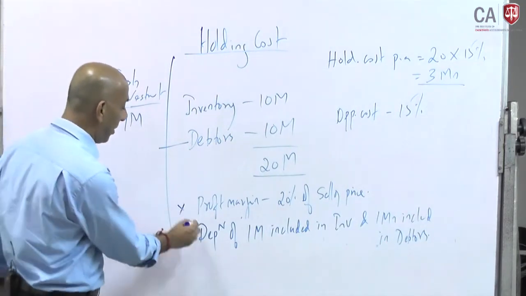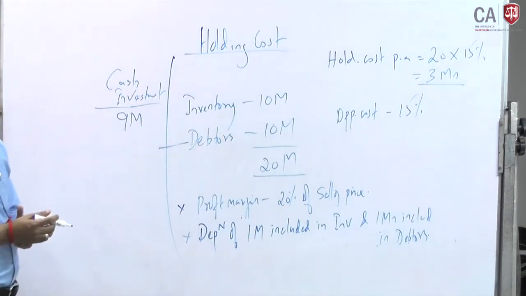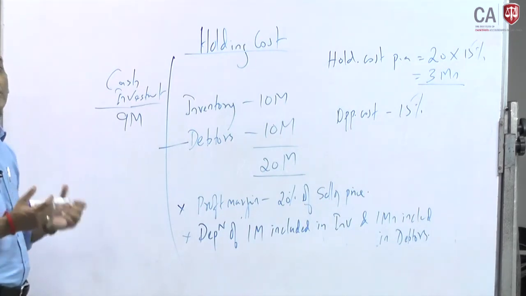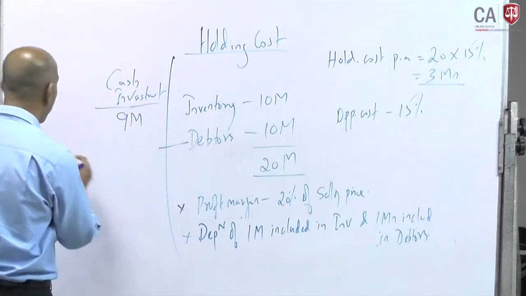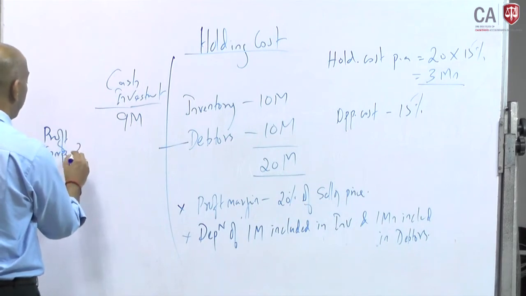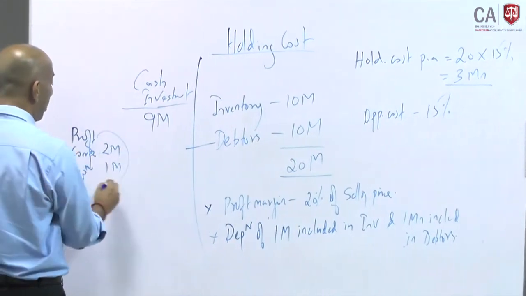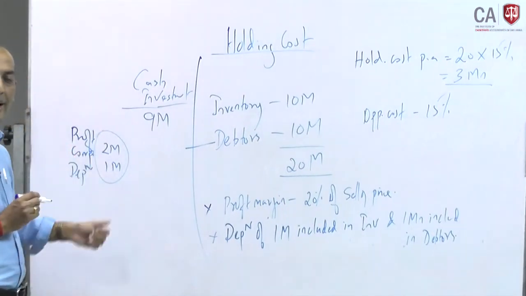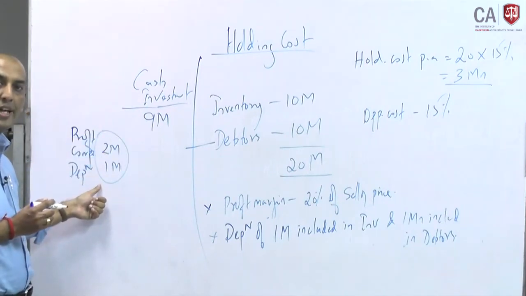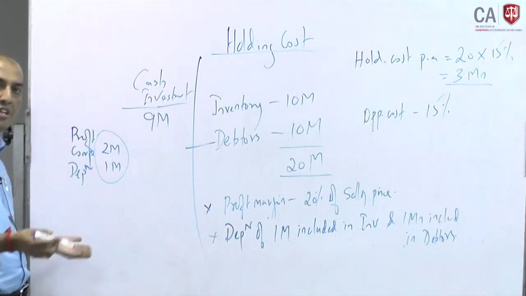Second, profit margin. At 20% of selling price, your debtors outstanding of 10 million has 2 million of selling price margin, which is the profit component. So your debtors has a profit component of 2 million and depreciation of 1 million. So a total of 3 million I have included in my debtor outstanding. 1 million depreciation, as we mentioned, is not a cash outflow. I have not invested cash.